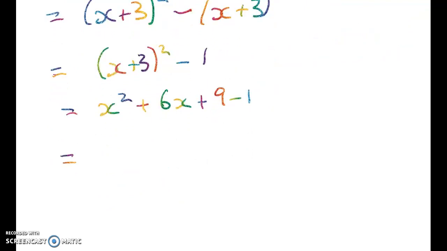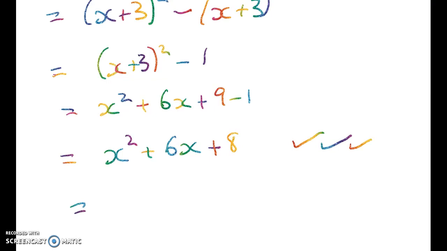Remember, we were asked to simplify, right? So we've done quite a lot of simplifying, but we can do even more. x squared plus 6x plus 8. Now, I reckon that's pretty simplified, but there's one more step we could take, which is to factorize and get x plus 4 times x plus 2.